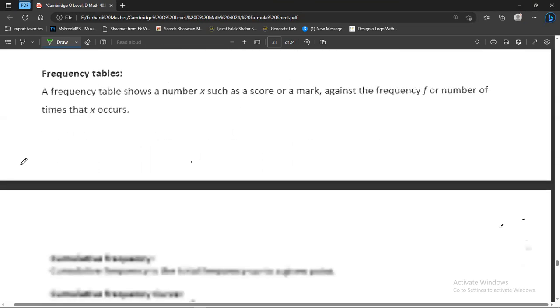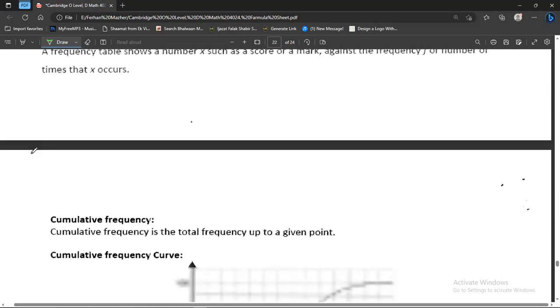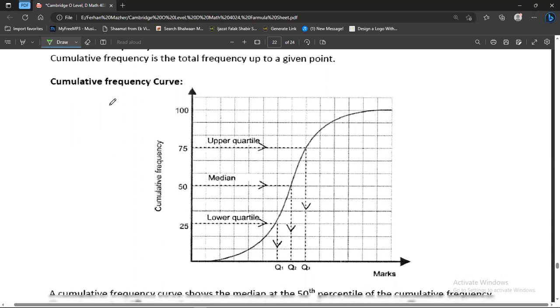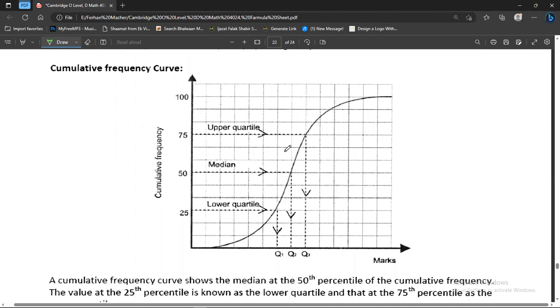Frequency tables: a frequency table shows a number, such as a score or a mark, against the frequency f, or number of times that it occurs. Cumulative frequency: the cumulative frequency is the total frequency up to a given point. The cumulative frequency curve is always in this shape. This is the graph of less than.